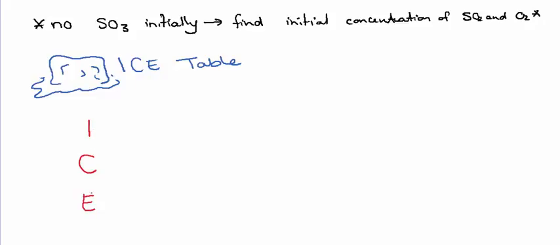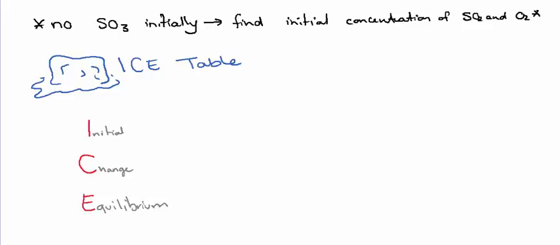To do that, we just need to write the letters ICE. The I stands for initial, the C stands for change, and the E stands for equilibrium. And what we use this to do is look at the concentration in each of those situations: the initial concentration, the equilibrium concentration, and the change that has occurred between the initial and the equilibrium concentrations. So we've set up the start of our ICE table, with ICE down the side.